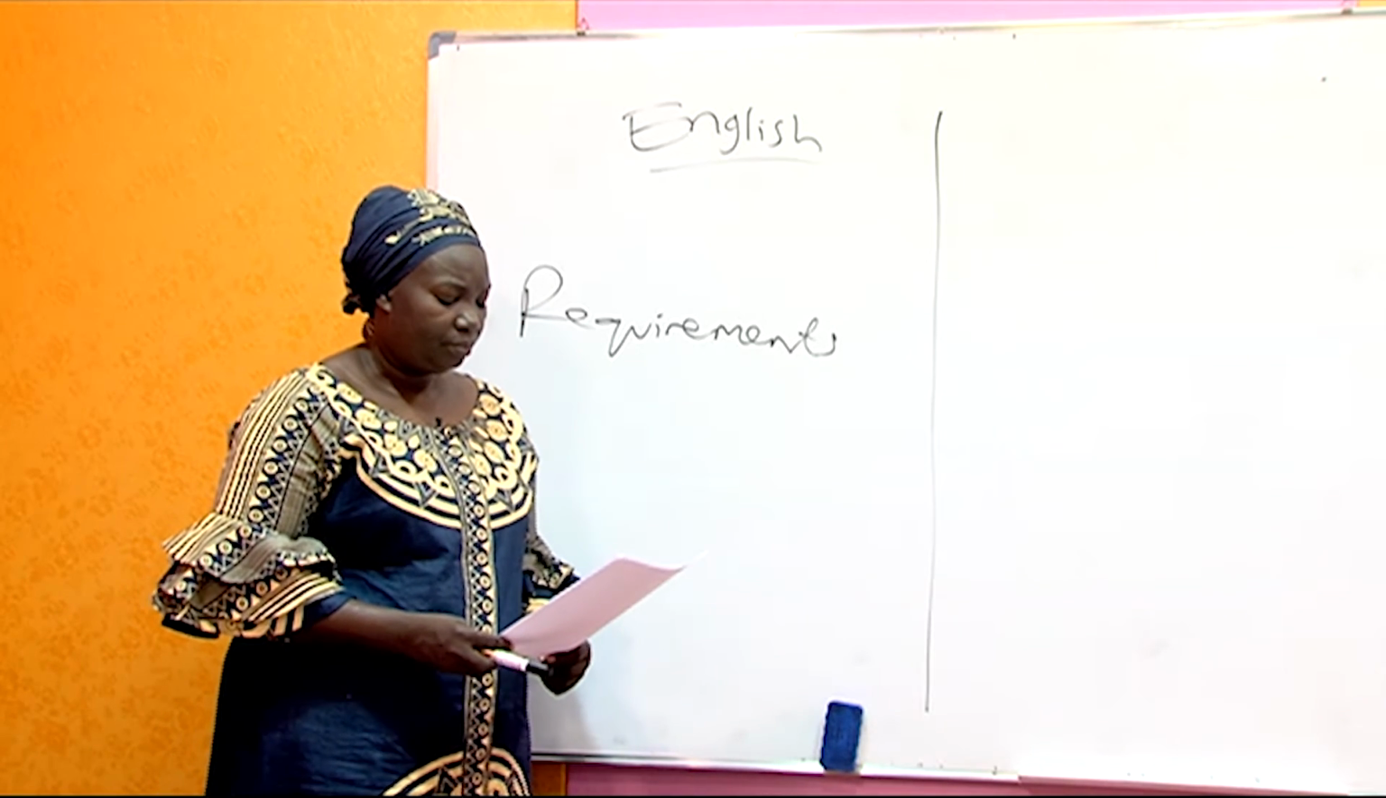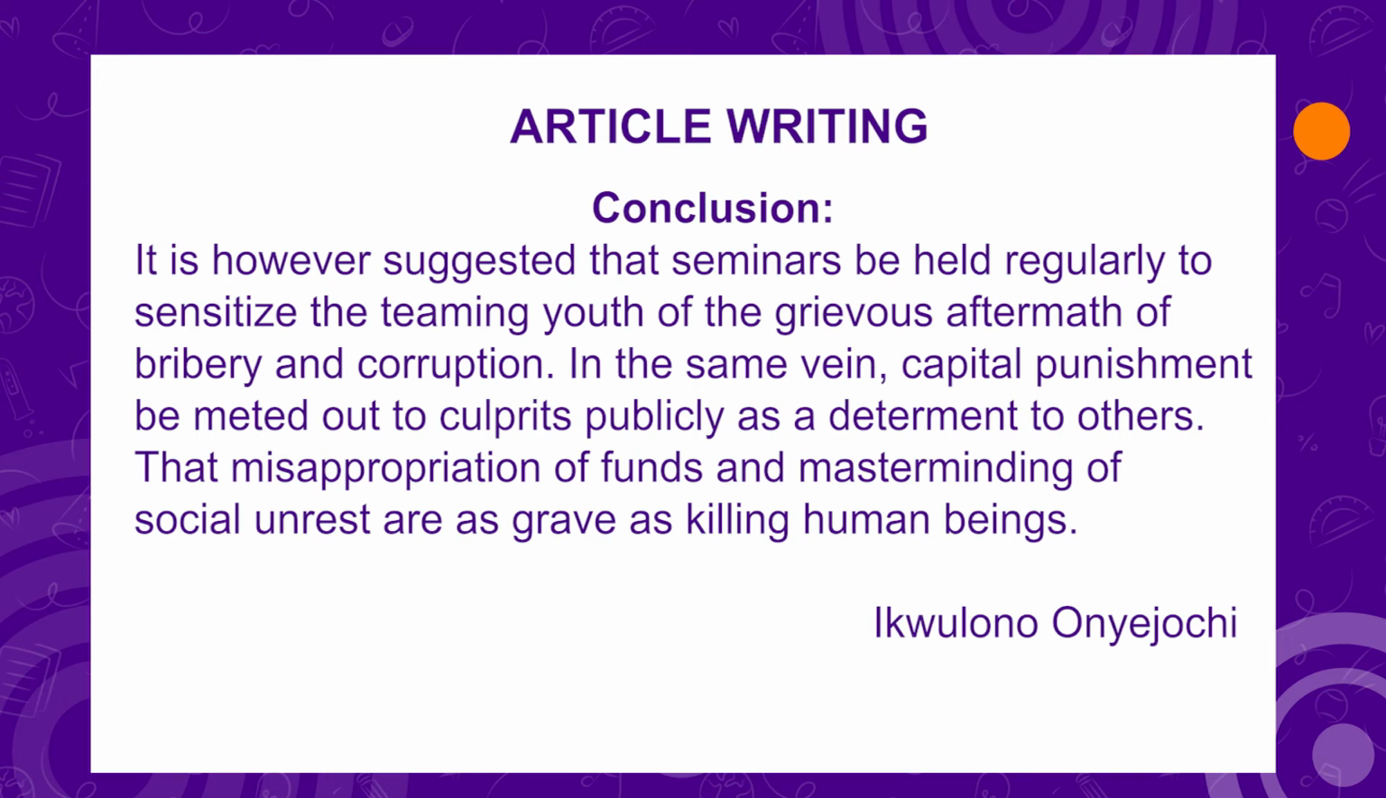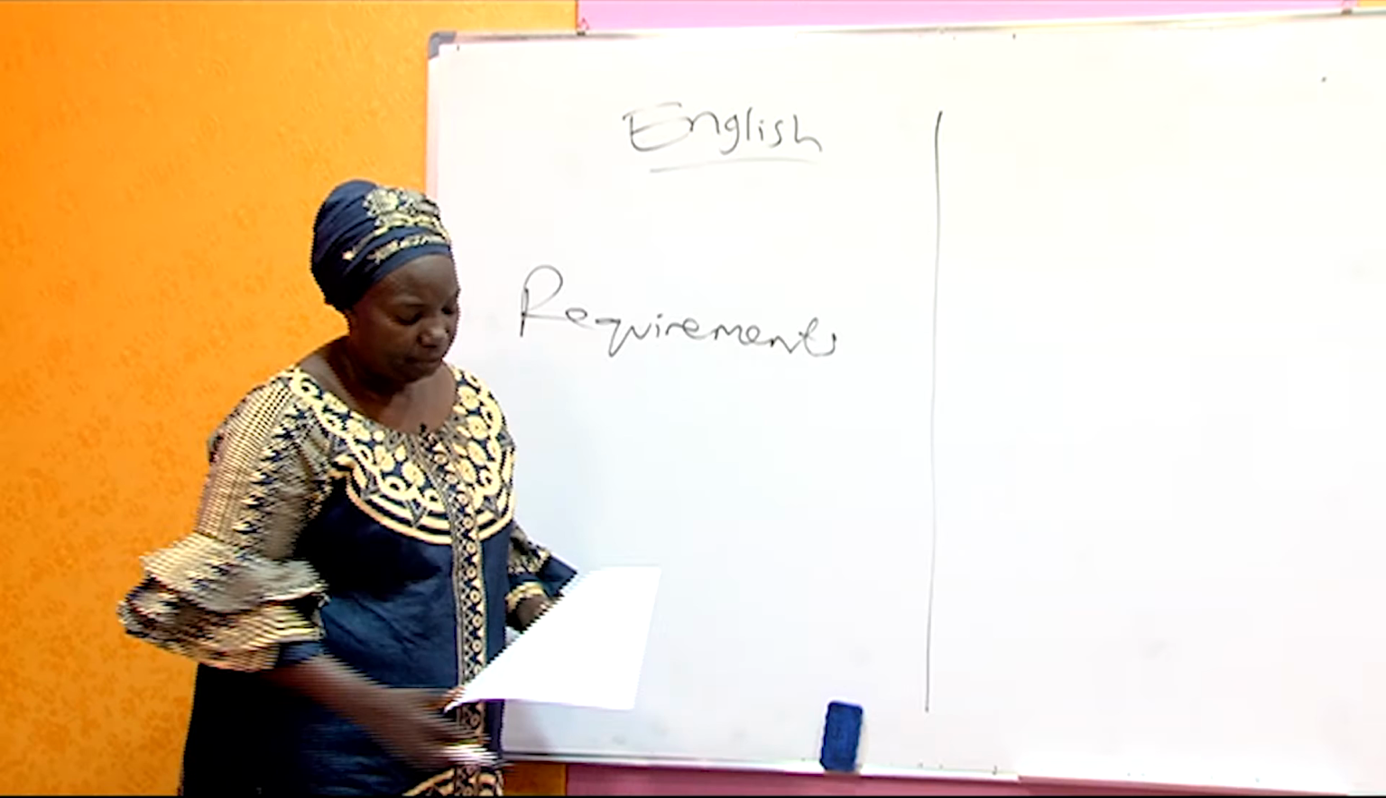For instance, it is, however, suggested that seminars be held regularly to sensitize the teeming youth of the grievous aftermath of bribery and corruption. In the same vein, capital punishment be meted out to culprits publicly as a deterrent to others, that misappropriation of funds and masterminding of social unrest are as grave as killing human beings. Thank you, Ikulono Onyejochi. That brings you to the conclusion of that question.